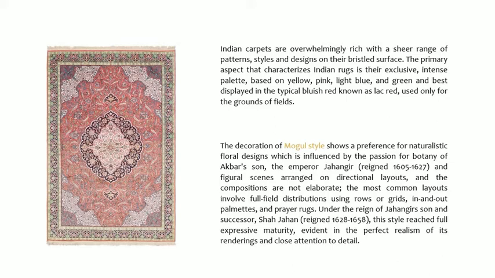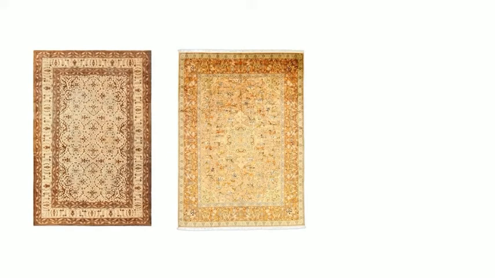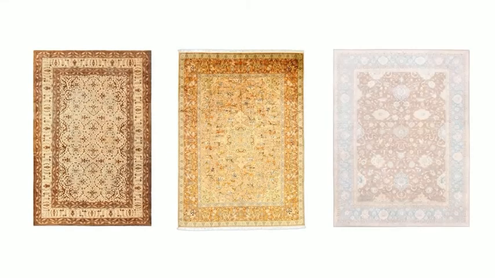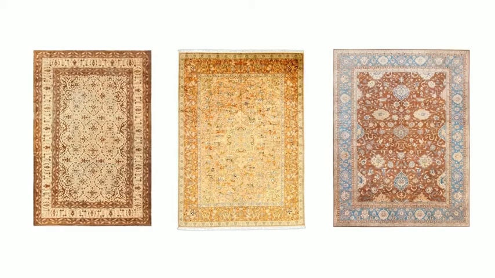Under the reign of Jahangir's son and successor, Shah Jahan, this style reached full expressive maturity, evident in the perfect realism of its renderings and close attention to detail. The lifelike floral designs with animal figures, accompanied by epic hunting scenes on the carpet, have greater vitality than Persian figural carpets, in part because of the symmetrical distribution of their elements, but primarily because of the size and pictorial importance given to the figures with respect to the floral ground.